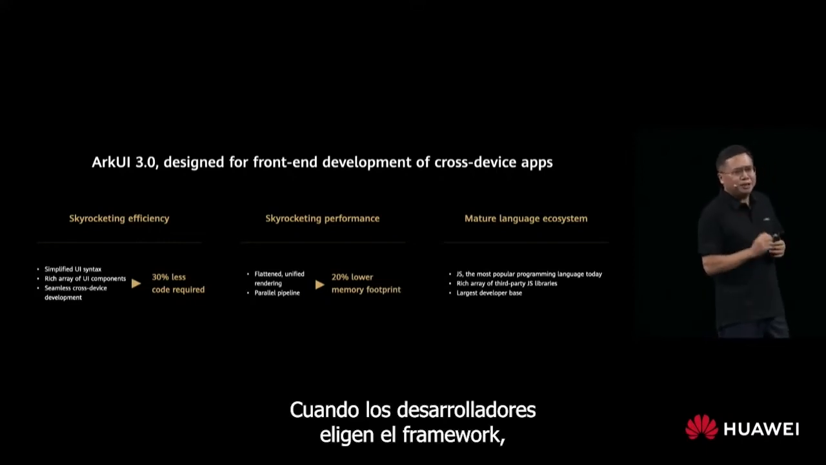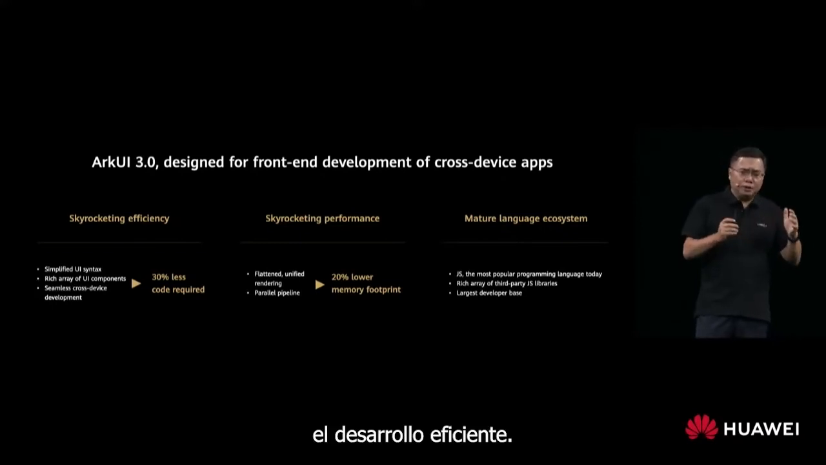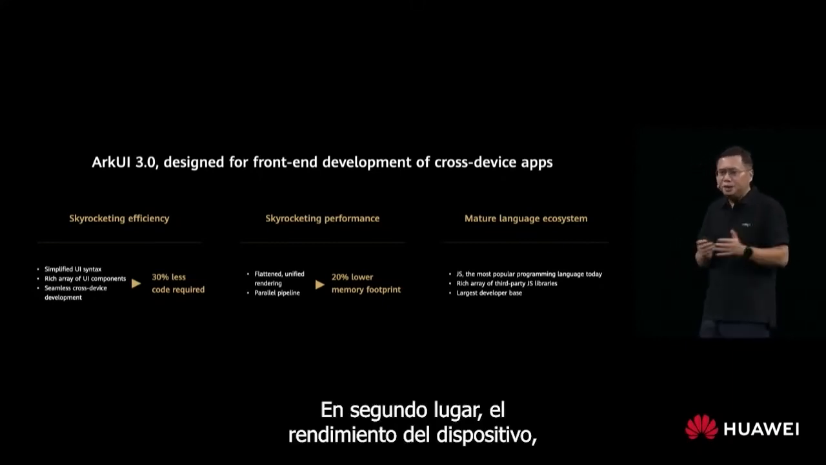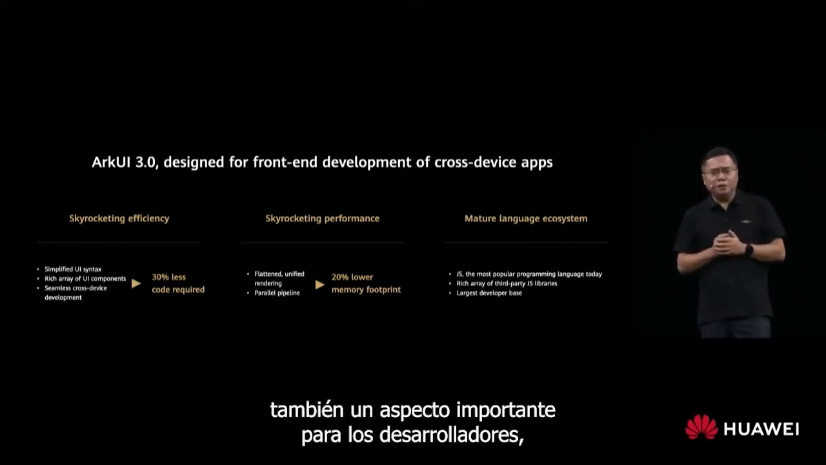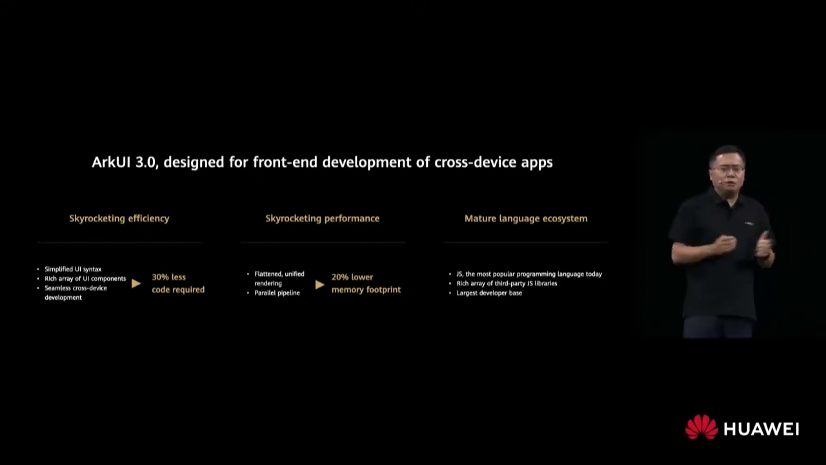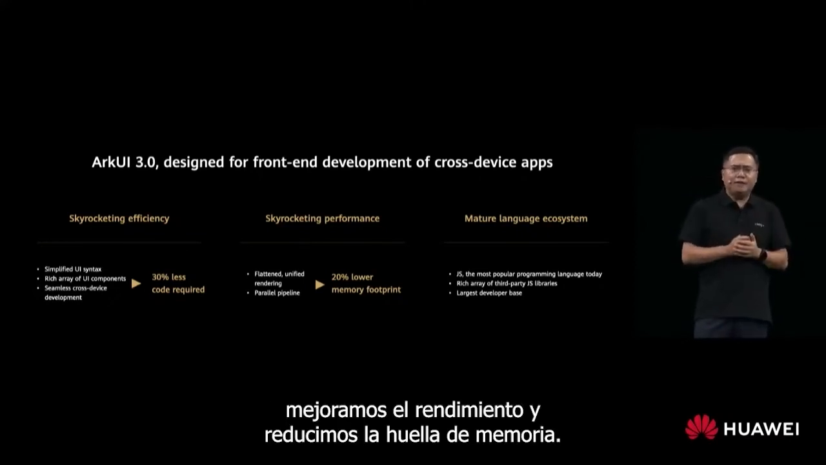When developers choose the framework, there are three important aspects. The first, efficient development. So we provide declarative development to improve the efficiency. Second, the device performance. Also an important aspect to developers, especially large app development with high performance. Through flattened unified rendering and a parallel pipeline, we improve the performance and reduce the memory footprint.